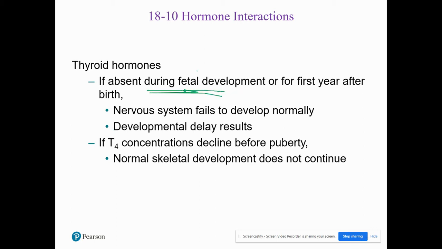Okay, so thyroid hormones, if they're not present during fetal development, or if they're not present after the first year of birth, the nervous system will not develop correctly, or I should say normally. And then you have developmental delays.